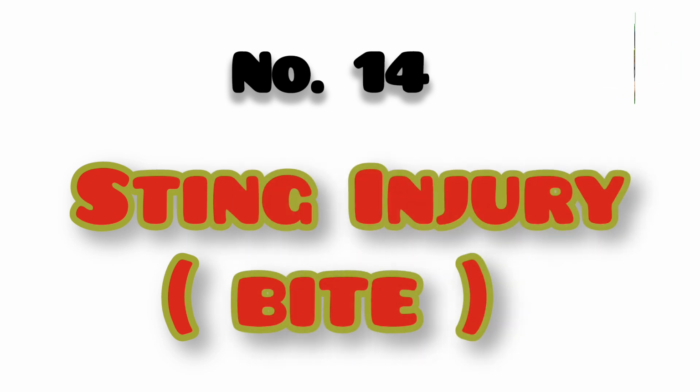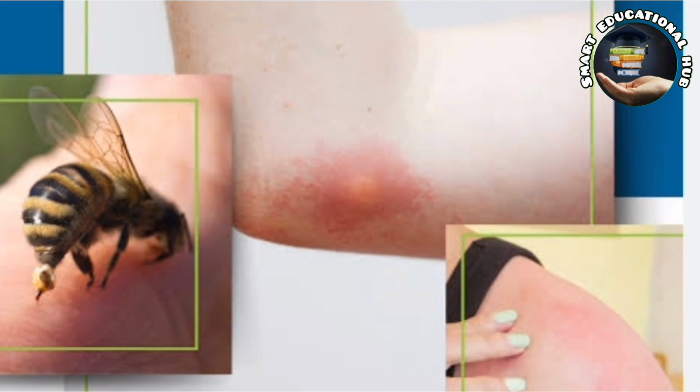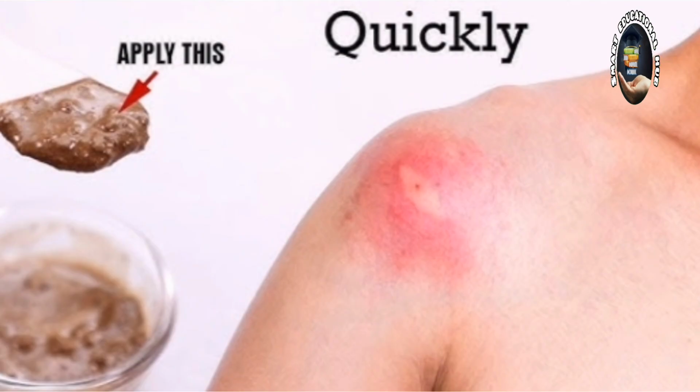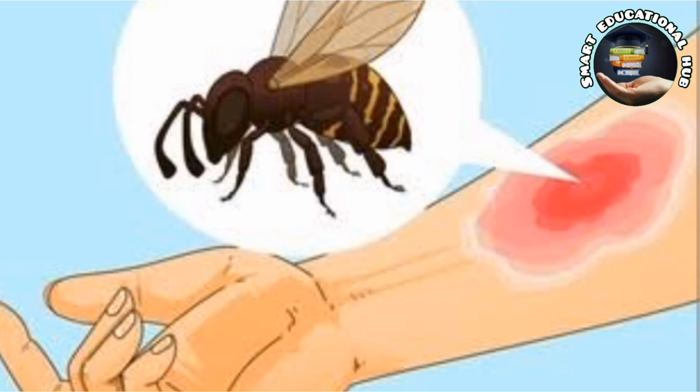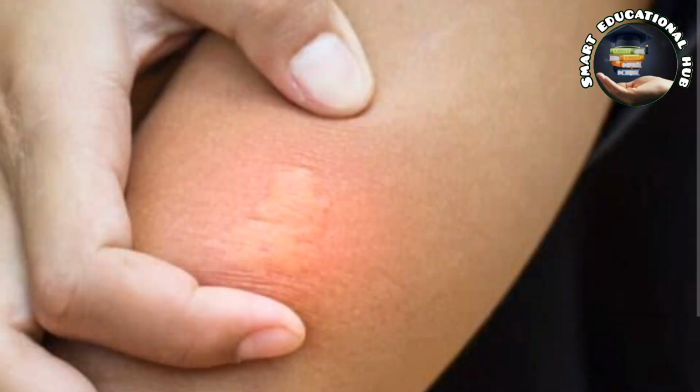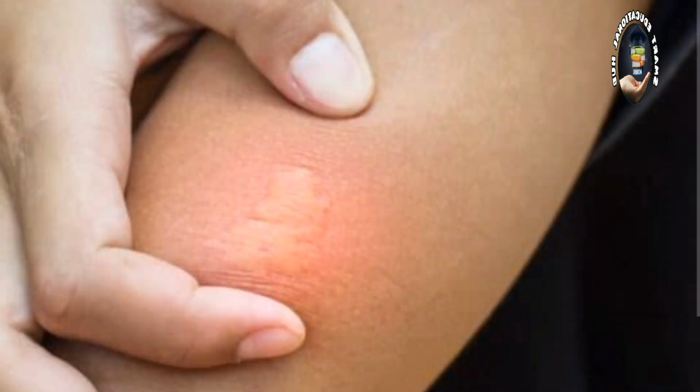Number 14, sting injury. A sting injury happens when an insect or sea creature injects venom into the skin using a stinger. Common sting injuries come from bees, wasps, hornets, jellyfish, or certain types of ants. When a person gets stung, they usually feel a sudden sharp pain or burning at the spot. The area may become red, swollen, itchy, and painful.